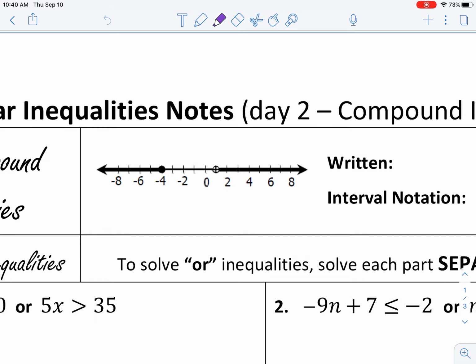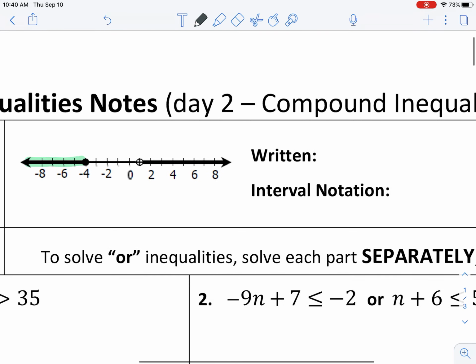So for example, this part over here that I just highlighted, you would express as x is less than or equal to -4. And the part that I'm going to highlight in the lavender would be expressed as x is greater than 1. And you put the word or in between. This means the solutions can be in either area, in the green or the purple.